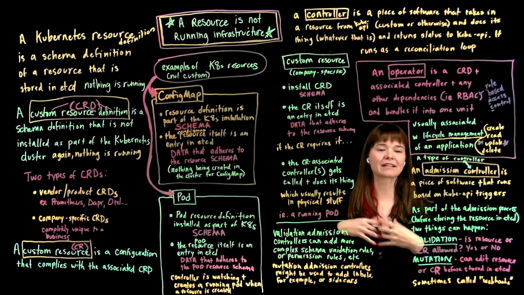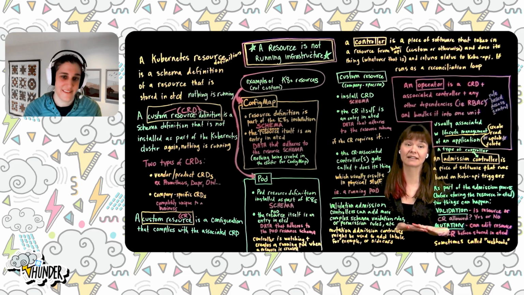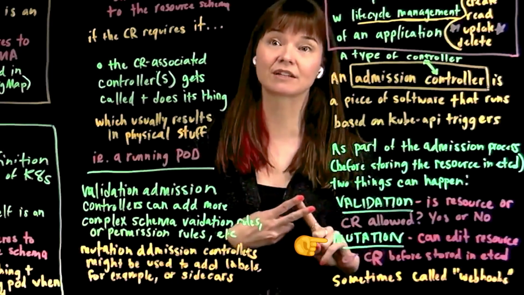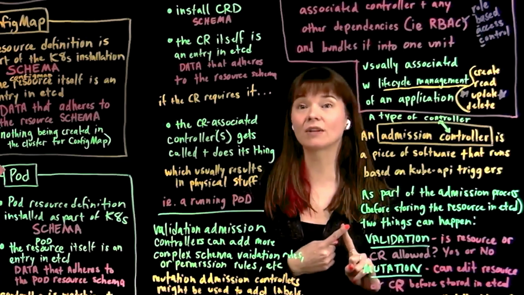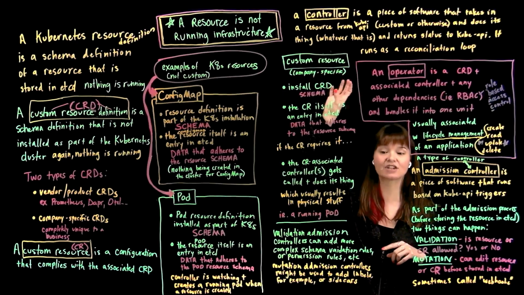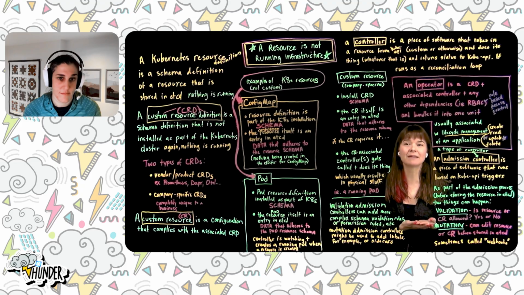Part of the admission process before storing the resource in etcd, that's the final goal of this whole admission process, two different things can happen. There can be a validating admission controller, there can be a mutating admission controller, or there could be both. So the validating admission controller, its only job is to be like, is this allowed? Yes or no. And so you can give it lots of different rules. You can give it more complex schema validation. You can give it permission rules. You could say there has to be a compute limit defined, or don't let it in, which I guess is schema validation. That might not be a required field in the schema, but it might be a required field for your company.